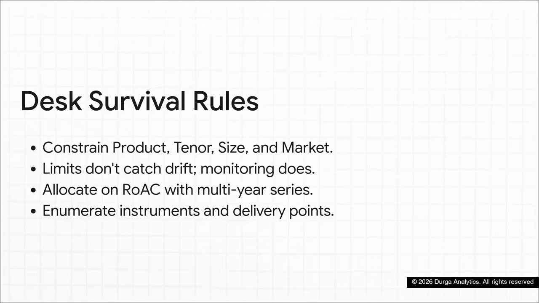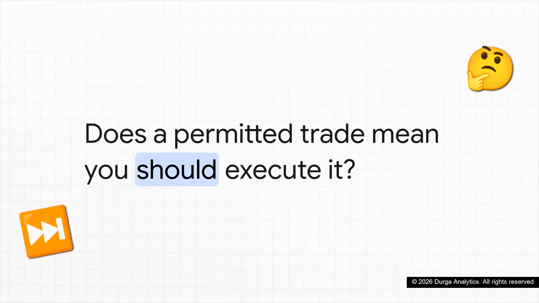And finally, whether you are operating in Europe or North America, always explicitly enumerate your permitted instruments and physical delivery points. Our next chapter is going to build right on top of this by exploring pre-trade vetoes. You see, a mandate only defines the outer boundary of permitted activity. It says absolutely nothing about whether a permitted trade is actually a good idea.